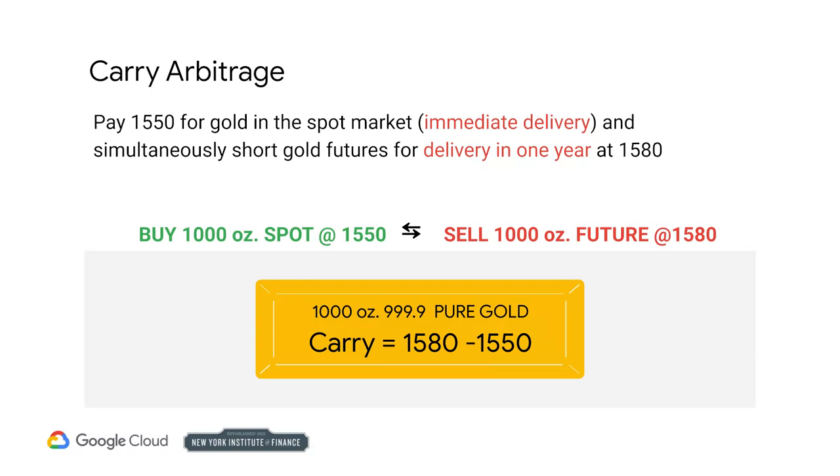The difference between the spot price and the future delivery price is the compensation that the carry trader receives to offset their costs, which are funding, storage, and insurance. In the example shown, the total carry is $30, or about 2% of the asset's price. This would be less by 10 basis points if you're leasing the gold out.